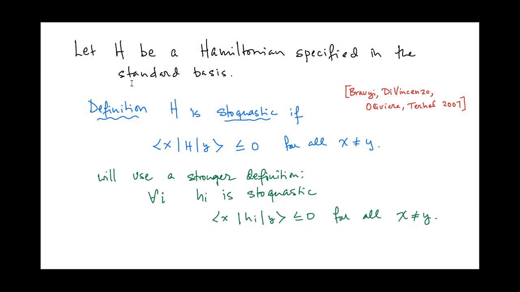Okay, so the definition of stochastic is that all the off diagonals are less than or equal to zero. We're going to actually consider a stronger version of it in which each individual local Hamiltonian term has the stochastic property. And as I understand it, there are examples where the global one is, but the terms are not necessarily. Is that right, Barbara? Two local qubits, then they're coincident. Okay. But we will assume the stronger definition.